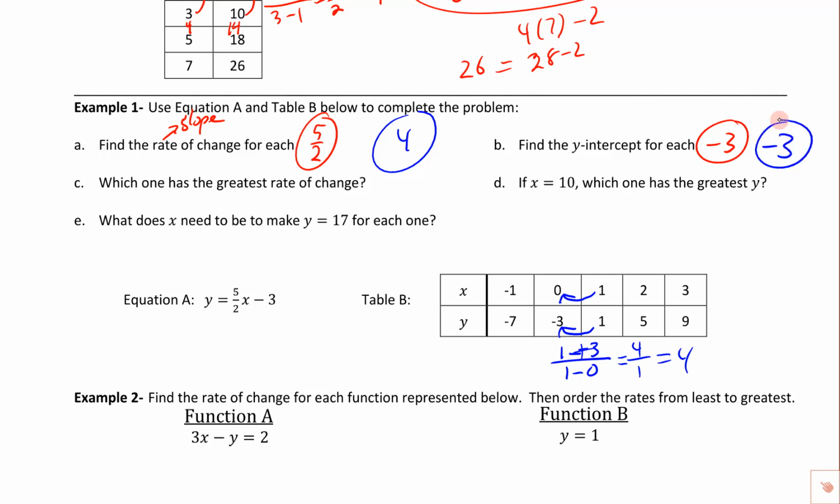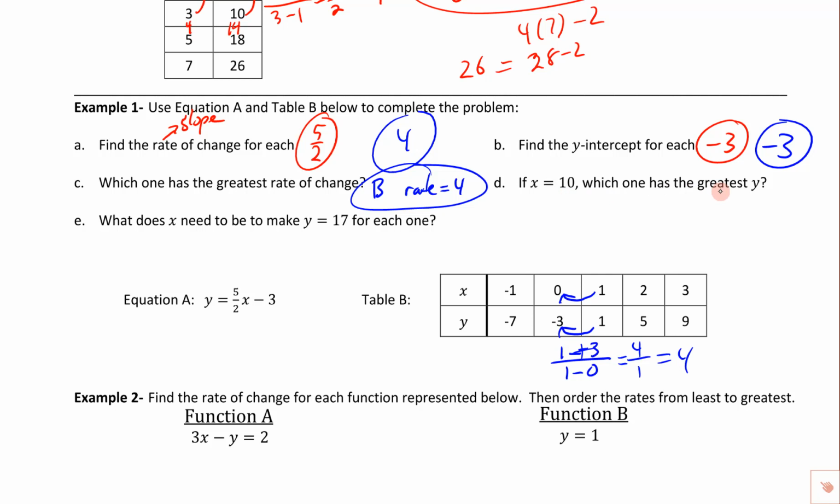It says which one has the greatest rate of change, the biggest rate of change. So this is a fraction, an improper fraction, so we need to think of this as 2.5. So the rate of change here is 2.5, the rate of change there is 4. So we're going to say B because the rate is 4. That's the biggest one, that's the greatest rate of change. If x is equal to 10, which one has the greatest y value?